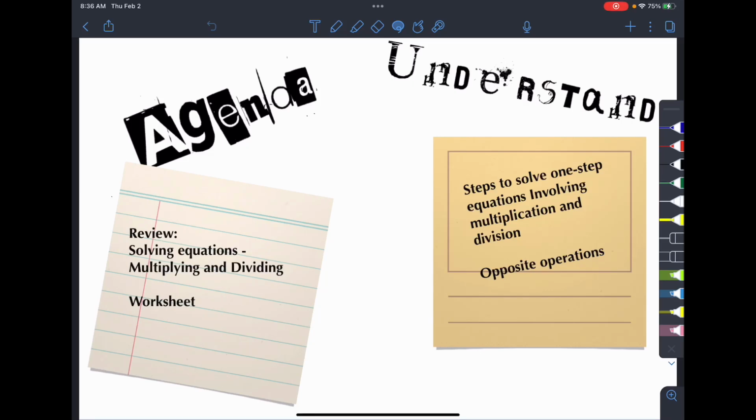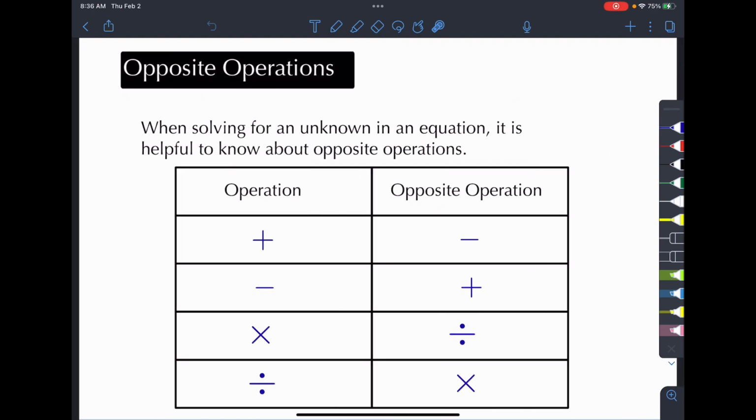In this video, we're going to look at, again, one-step equations and how to solve them. But in this case, instead of addition and subtraction, we're going to deal with multiplying and dividing in order to solve for the equation. So today, hopefully, we'll reinforce the steps for solving one-step equations, as well as the opposite operations. All right, let's do opposite operations first.